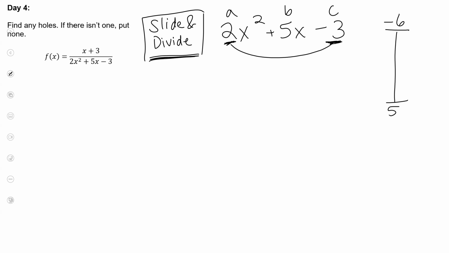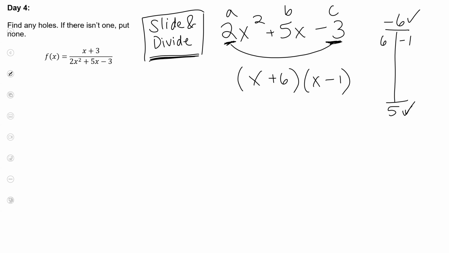Two numbers that multiply to give me negative 6 are 6 and negative 1. 6 minus 1 will give me 5. So if you multiply them, I'll get negative 6. If you add them, I'll get 5. Okay, so that means these are my factors, x plus 6 and x minus 1.